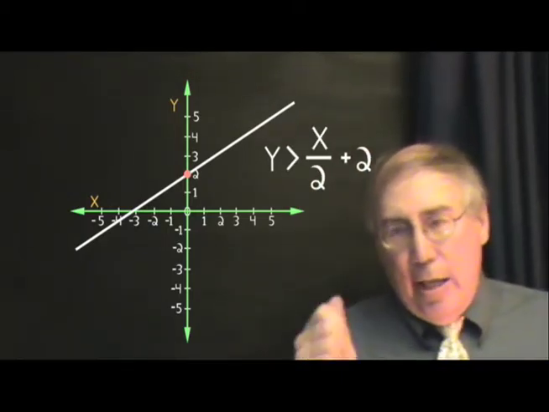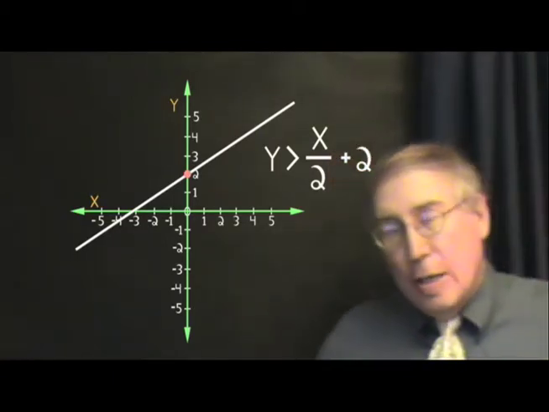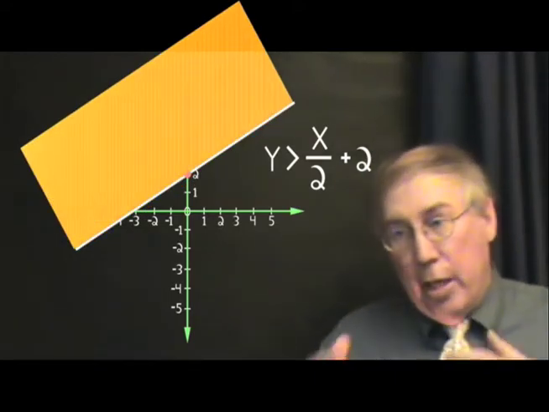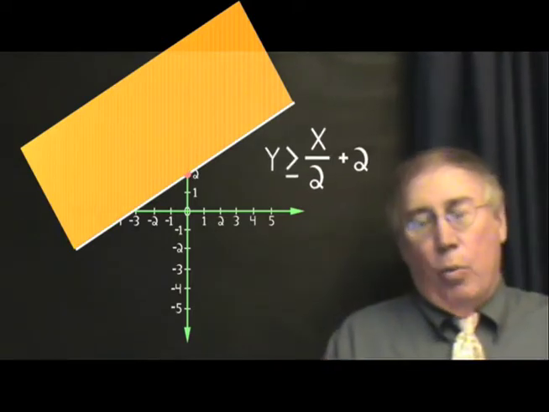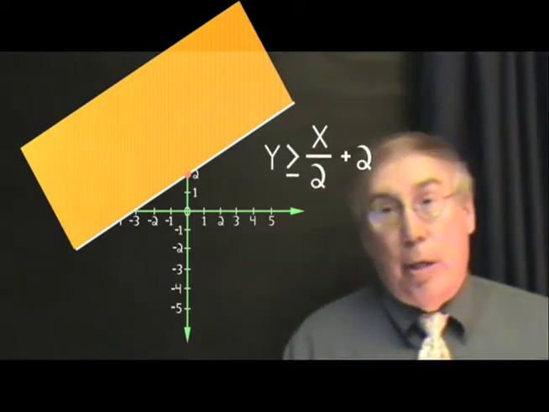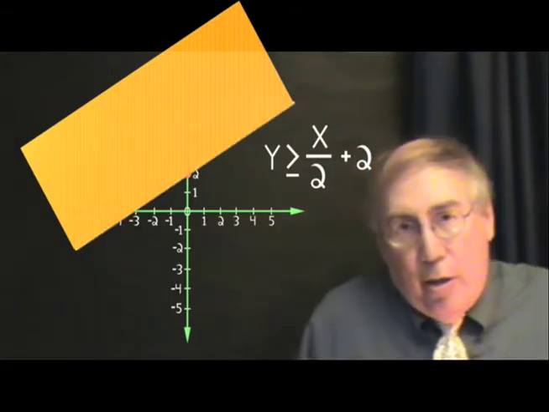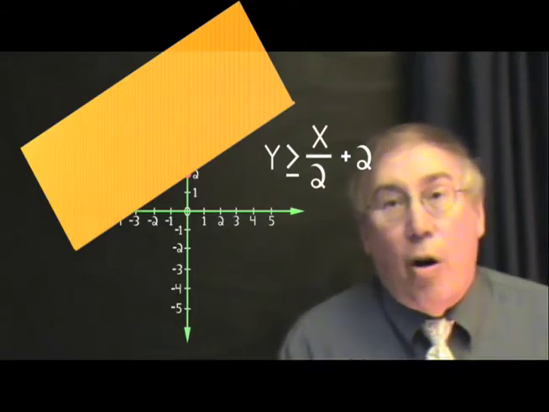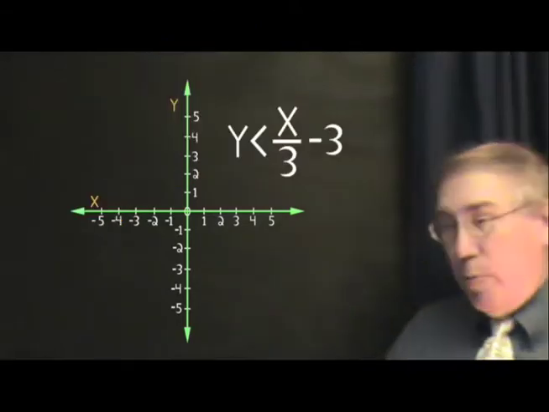But now let me throw a curve at you here. Let's change the equal sign to a greater than sign. What that means now is that we want all the points represented by the orange box there that are above the line y equals x over 2 plus 2. Now if I say greater than or equal, then I want all the points above that line and including the points that are on that line. So that's how we'll be doing these.